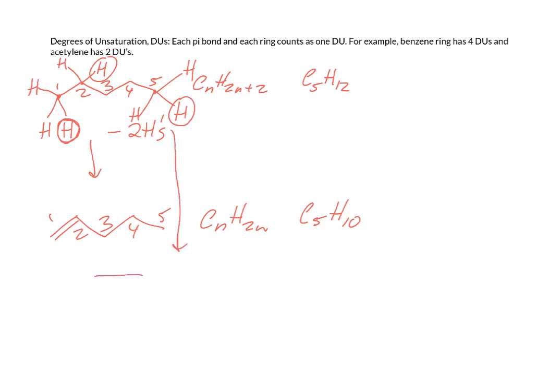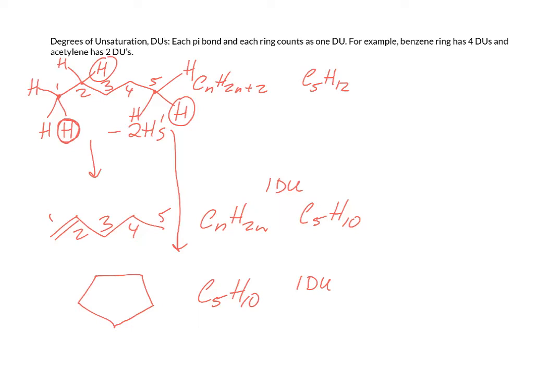This will give me cyclopentane, which again is 2 hydrogen atoms shorter in chemical formula than the corresponding pentane analog. The formula of cyclopentane is C5H10 because we removed 2 hydrogen atoms. We say that each ring and each pi bond is equivalent to 1 degree of unsaturation, 1 DU in cyclopentane, and 1 degree of unsaturation, 1 DU in the pentene compound.